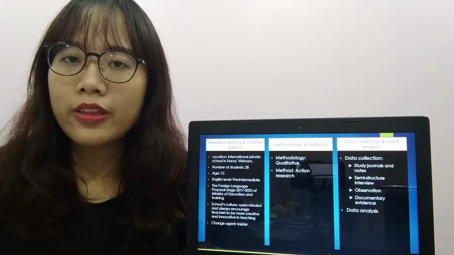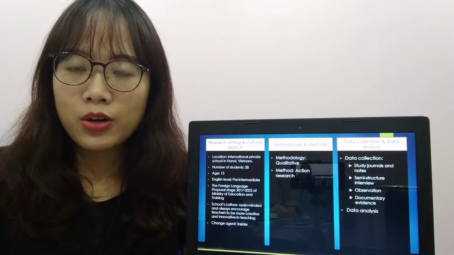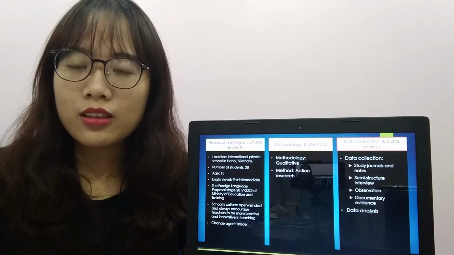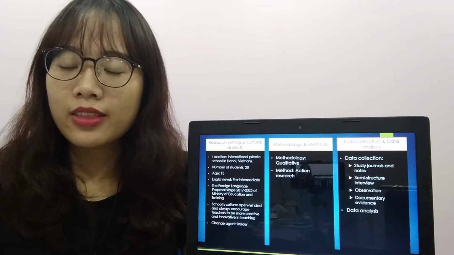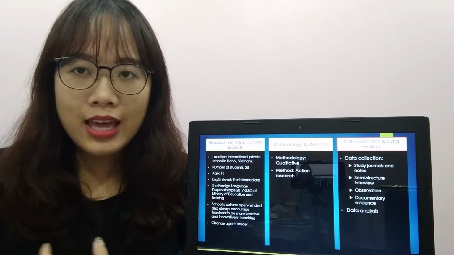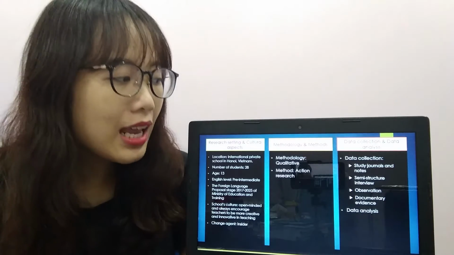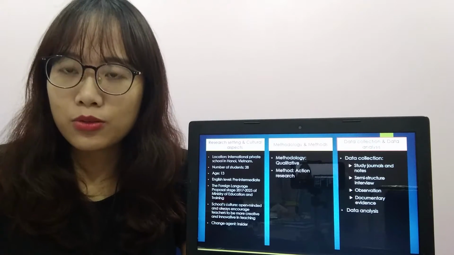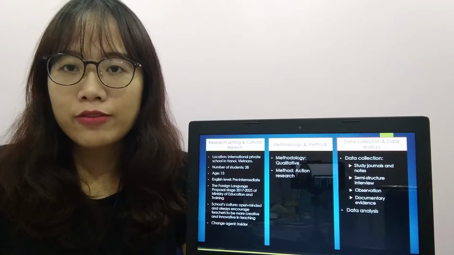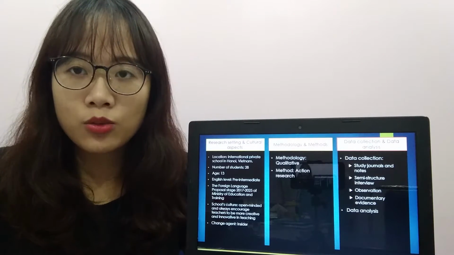The third one is the observations from 2 experienced teachers who understand the flipped classroom model and the objective of the research, so they can observe me and the students. And lastly is the documentary evidence, which is a writing assignment of students to analyze how they have improved over the course of 15 weeks.